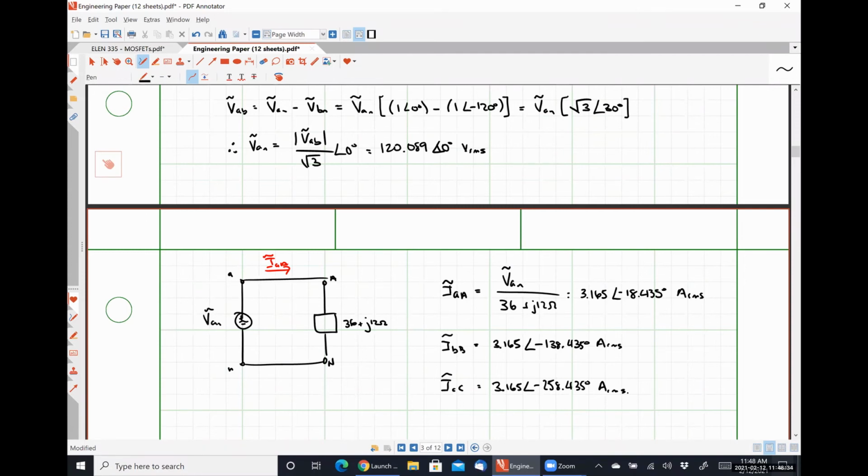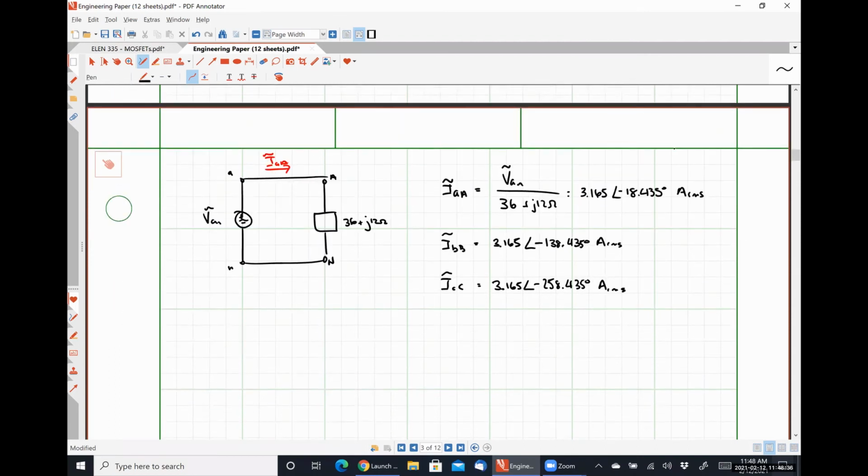So let's come out of our example problem here and talk about our source transformations.